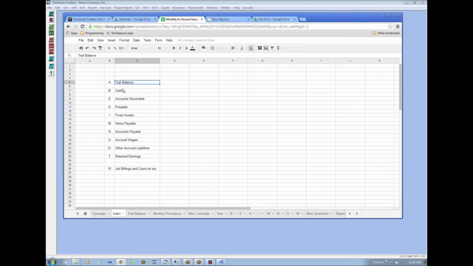The first thing we're going to have is a trial balance. Then we're going to have our cash working papers, our accounts receivable work papers, our prepaids, fixed assets, notes payable, accounts payable, accrued wages, other accrued liabilities, and equity working papers. A good equity working paper might be the page of your balance sheet that includes your equity section from the end of your previous fiscal year end.